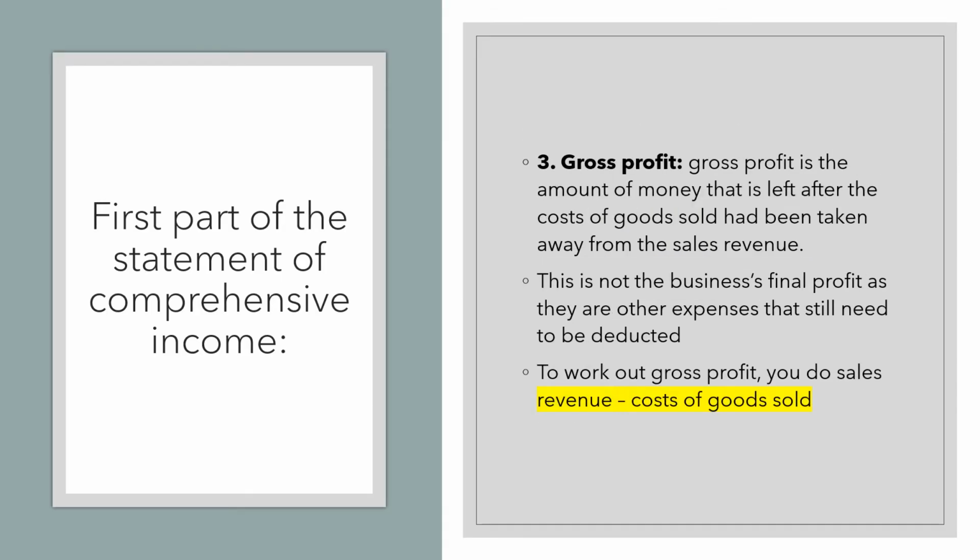The third part is gross profit. Now, gross profit is the amount of money that is left after the cost of goods sold has been taken away from the sales revenue. This is not the business's final profit, as there are other expenses that still need to be deducted. To work out gross profit, you would do sales revenue minus the cost of goods sold.